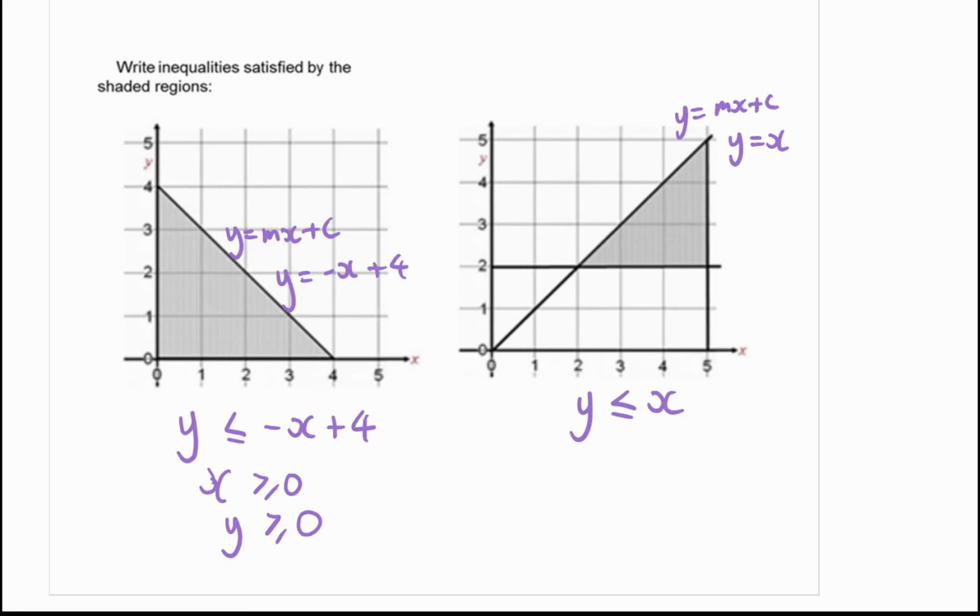I've then got the two straight lines. This straight line here, so y is going through the y coordinate of 2, and I'm above it, so it's y is greater than or equal to 2. Here it's going through the x coordinate of 5, and it's less than it, so it's going to be x is less than or equal to 5.